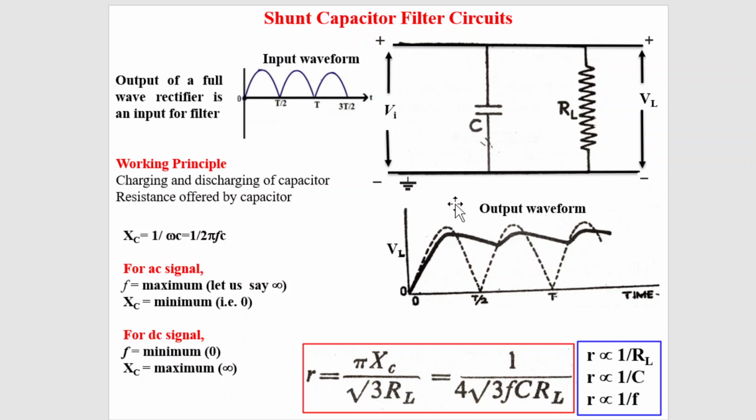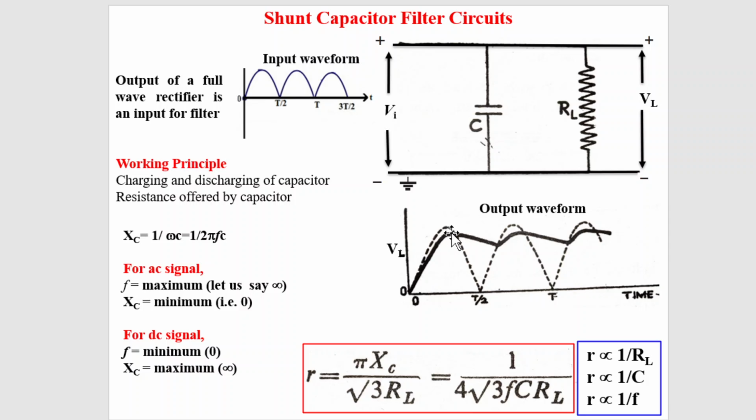As I said, initially the capacitor was discharged, it was not charged. So when current is flowing through the resistance, at the same time this capacitor is getting charged also, and it will charge up to the applied voltage, till the input signal reaches its maximum value. When you reach the input maximum value, your capacitor is fully charged and you are getting some output across the load resistance.